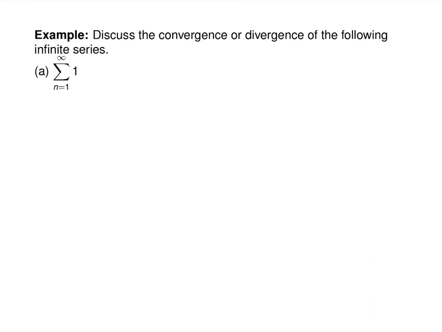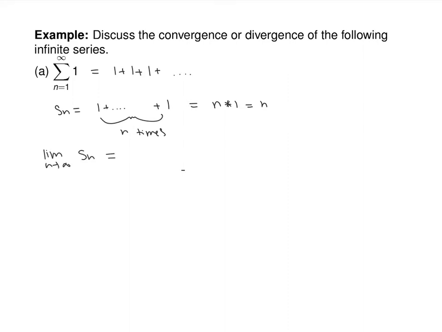Now, what is meant by the sum from n equals 1 to infinity of 1? Well, what this means is 1 plus 1 plus 1 plus, etc., adding 1 repeatedly forever and ever. So an expression for the nth partial sum means you add 1 to itself n times, which is the same thing as n times 1, or n. So thus the limit as n goes to infinity of Sn is the limit as n goes to infinity of n, and it's equal to infinity. So this series diverges.